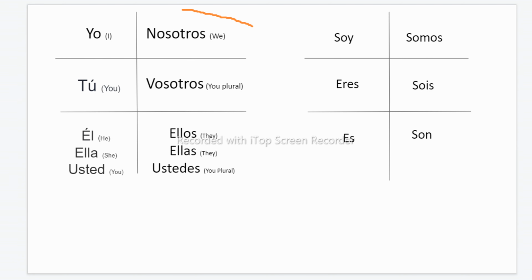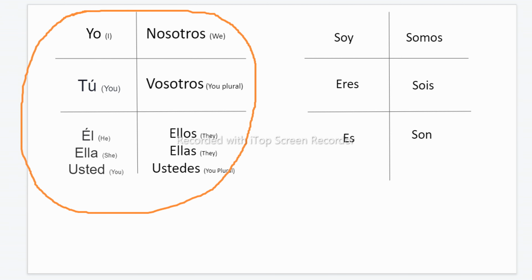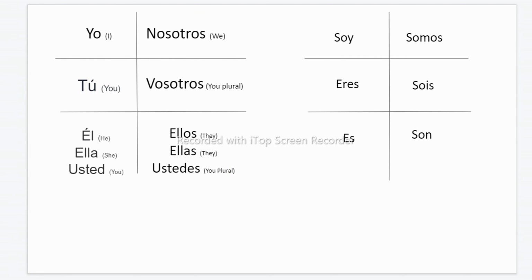As I explained in the previous slide, these are the personal pronouns: yo, tú, él, ella, usted, nosotros, vosotros, ellos, ellas, ustedes. So you just have to learn this by heart. Learn them anyhow. And then this is soy, eres, es, somos, sois, son. This is basically the conjugation of the verb ser. So this is yo, this is soy.